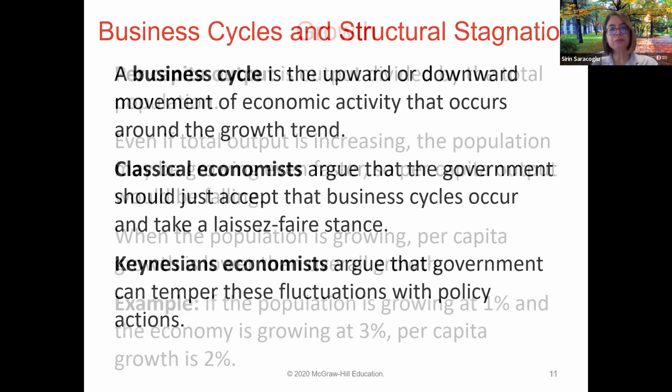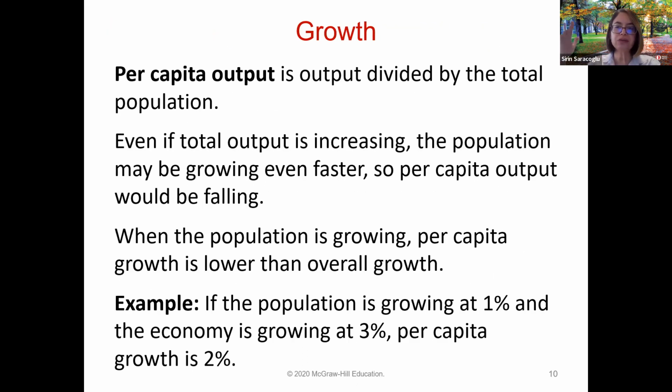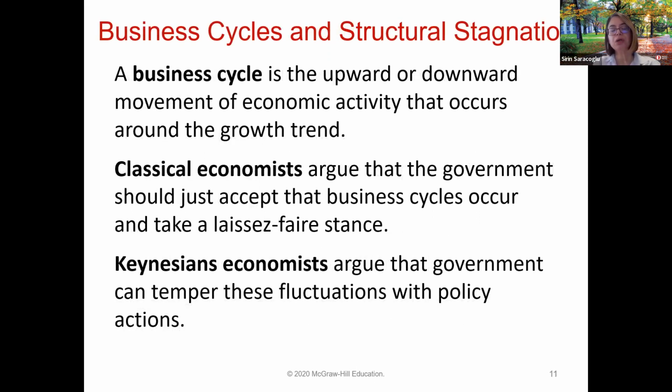All right, now, having talked about growth, which we usually consider to be a long-run occurrence, we can also talk about business cycles. Now, what is a business cycle? It is the upward or downward movement of economic activity that occurs around the growth trend, around the long-run growth trend of an economy. So it is the upward or downward movement in real GDP. By economic activity, we imply real GDP that will occur around the growth trend of an economy.